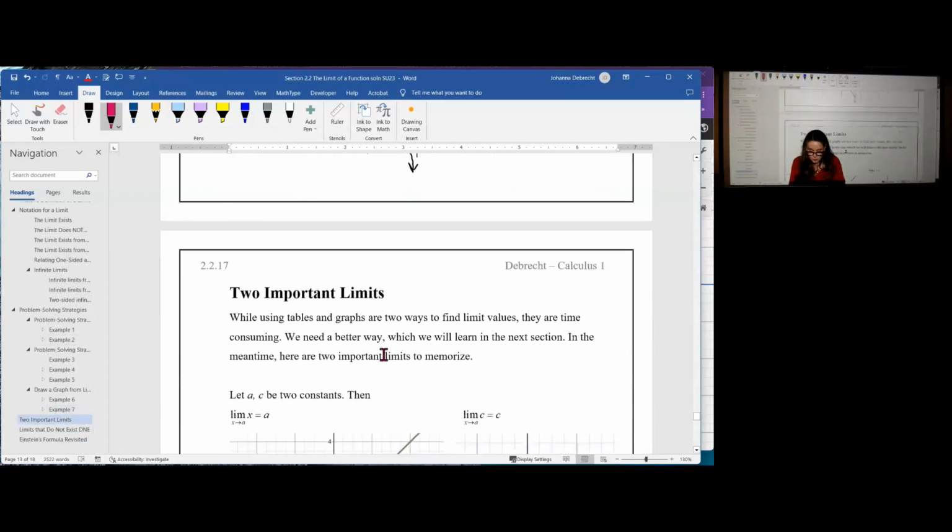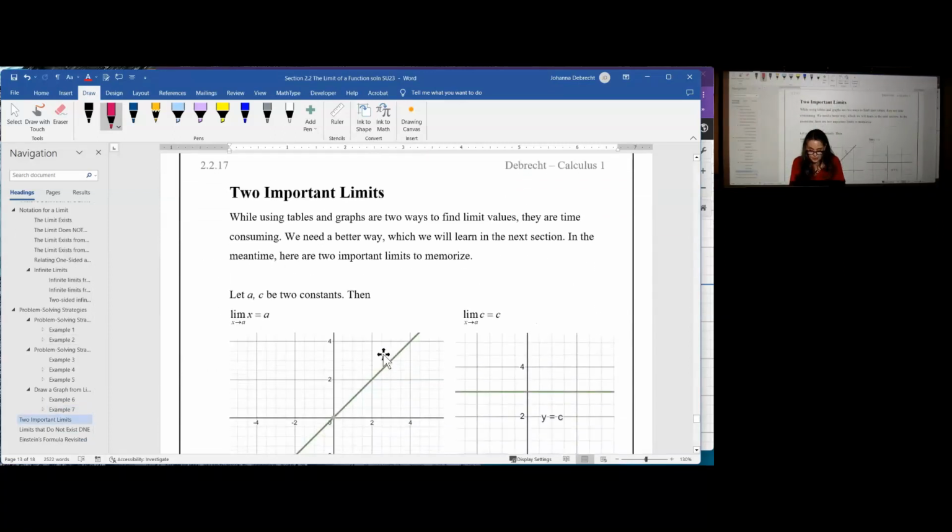There are 2 important limits that I want you to go ahead and memorize for this section. In the next section, we'll talk about why they have to be this way, and we'll talk about the limit laws and how to compute limits algebraically. For now, though, we're focusing on the table approach and the graphical approach.